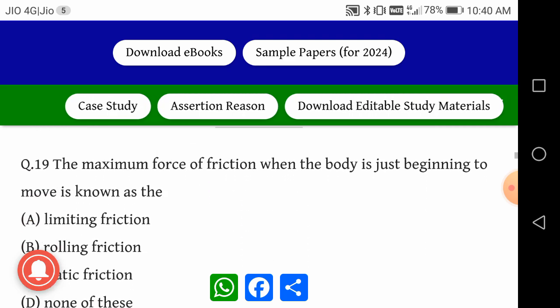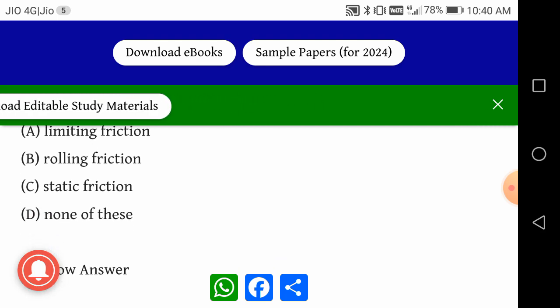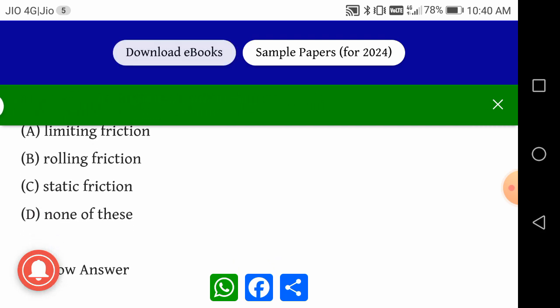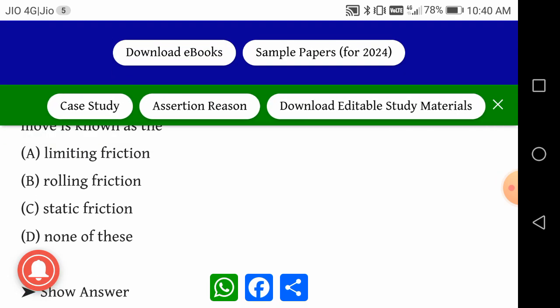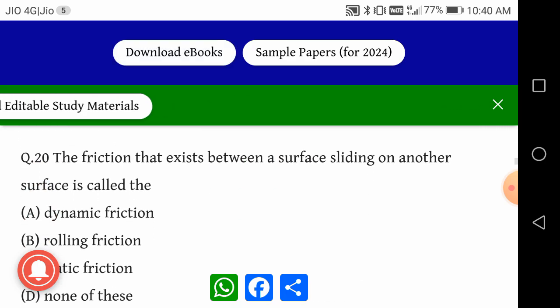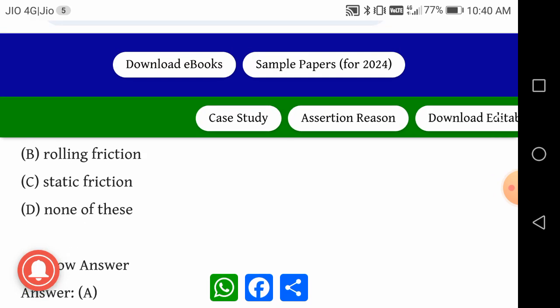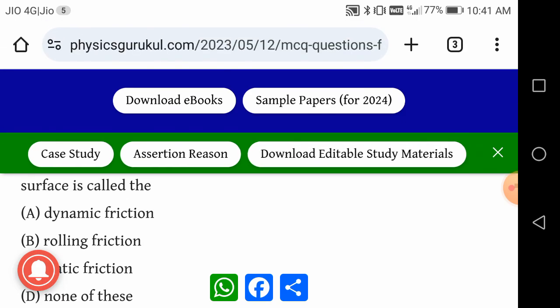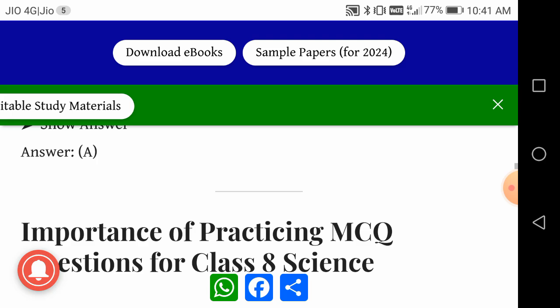The maximum force of friction when the body is just beginning to move is known as the limiting friction. It's a good question, friends. In most examinations it is asked: limiting friction, rolling friction, static friction, and dynamic friction. You have to clearly distinguish between these four types of friction: static friction, rolling friction, dynamic friction, and limiting friction. The friction that exists between surfaces sliding on the surface is called dynamic friction, because there is a sliding motion, a relative motion between the surfaces.